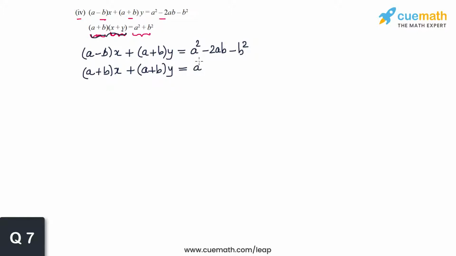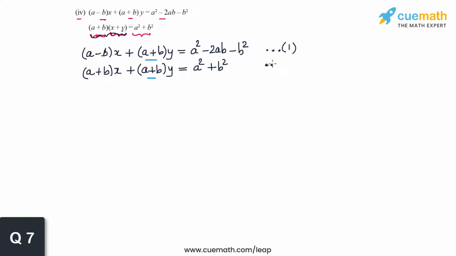So (a minus b) times x plus (a plus b) times y equal to a square minus 2ab minus b square. And then in the second equation, I will expand this product a little bit. I will multiply (a plus b) by x and y separately. So I will get (a plus b) times x plus (a plus b) times y is equal to a square plus b square. And now, because the coefficients of y are the same in both equations, we can see that it'll be quite easy to solve this pair of equations using elimination.